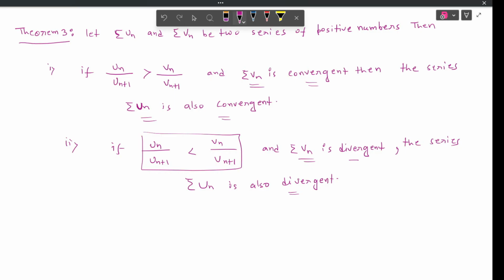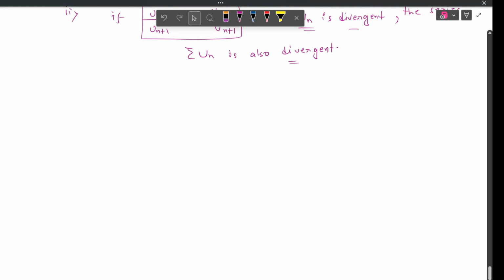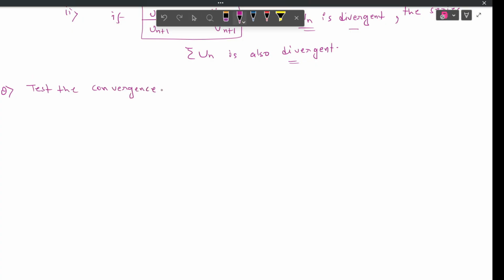Now, let us see some questions regarding these theorems so that this topic will be crystal clear. So our first question is: test the convergence of the series 6 by 1 into 3 into 5 plus 8 by 3 into 5 into 7 plus 10 by 5 into 7 into 9, in this way. So let's see the solution of this question.